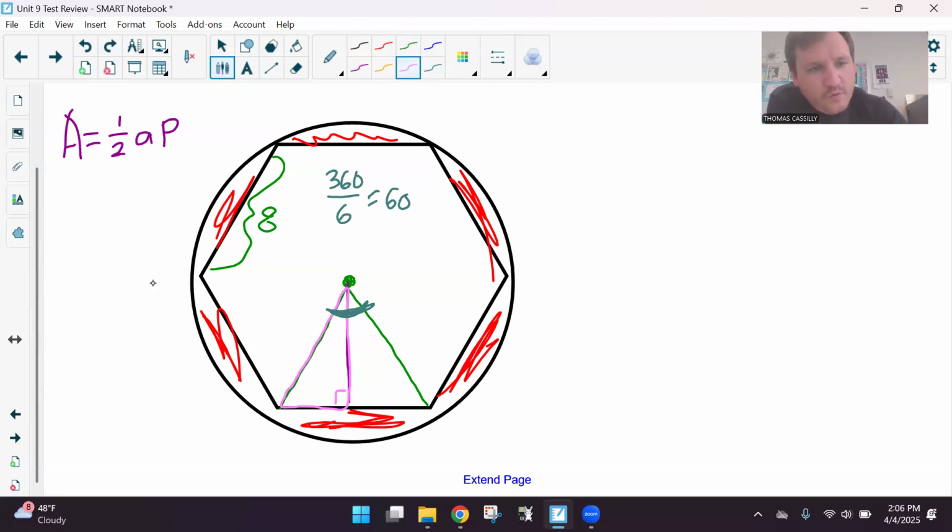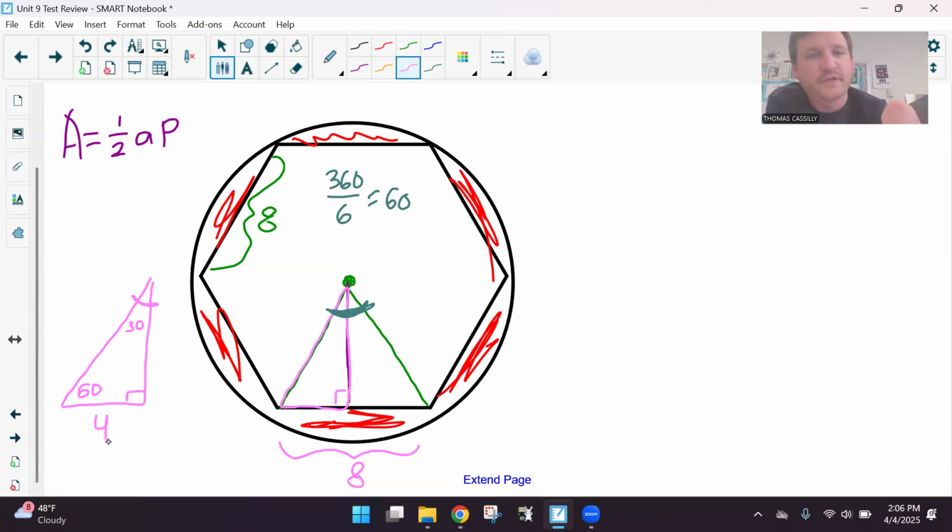What I'm going to do is only focus on the left side, that pink triangle. So this angle right here is 30. Since we have an apothem, that's a 90-degree angle. This is a 60 right here. This entire side length was 8, so we chop that in half and call this a 4. And now we have a 30-60-90 triangle.